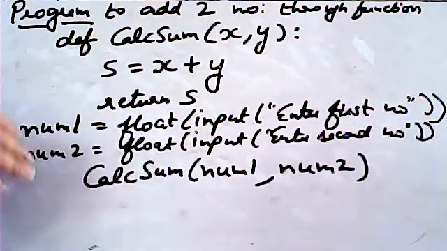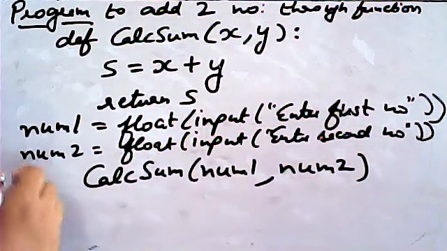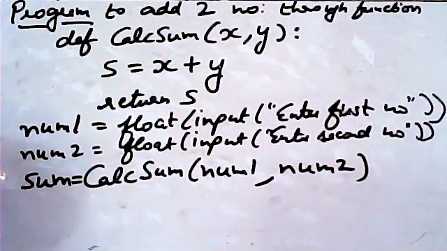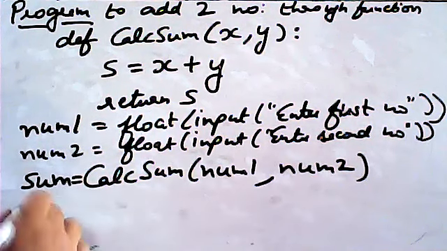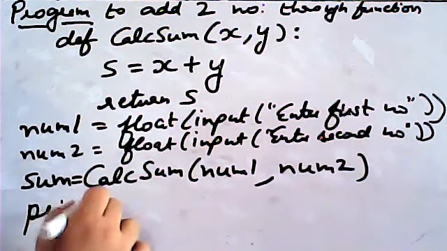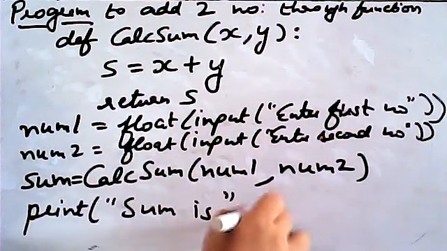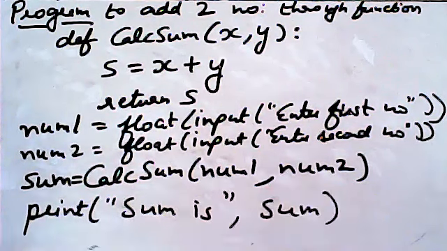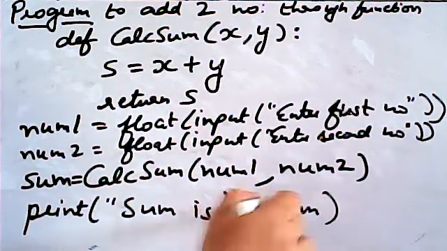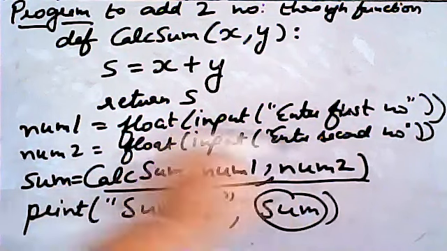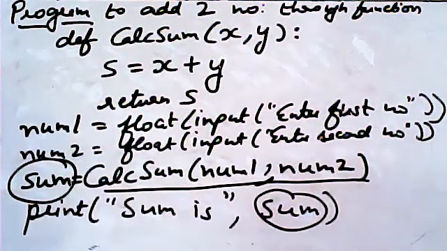Now, if I want to print this function, I put it into some variable. So I simply print "sum is" and then sum. Why do I write sum here? Because whatever the function I call, the result is in the sum. So I just write here sum.